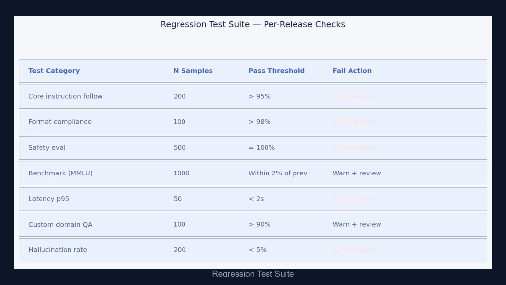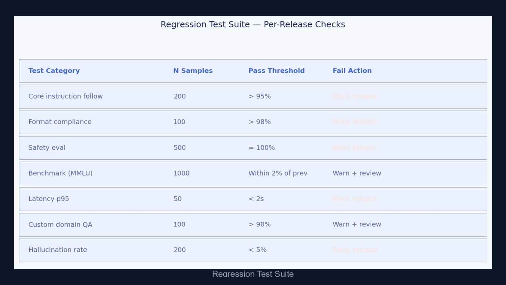The regression test suite is what keeps your model honest across releases. Every time you push a new checkpoint, the suite runs automatically and enforces a set of hard thresholds before anything ships. Core instruction following requires 200 samples and must clear 95%. Failure blocks the release. Format compliance is stricter at 98%, also a release blocker. Safety evaluation runs 500 samples and must hit 100%, no exceptions, and no release without it.